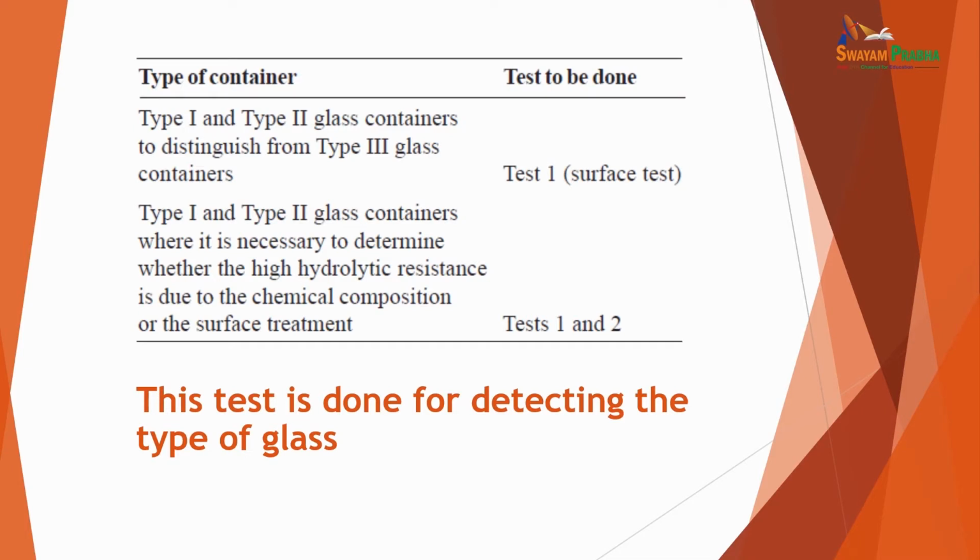For type 1 and type 2 glass containers, to distinguish them from type 3 containers, the test 1 surface test is done. While for type 1 and type 2 glass containers, where it is necessary to determine whether the high hydrolytic resistance is due to the chemical composition or the surface treatment, then test 1 and 2 both should be done. So this test is done for detecting the type of glass. We are using this test for determining the type of glass actually.